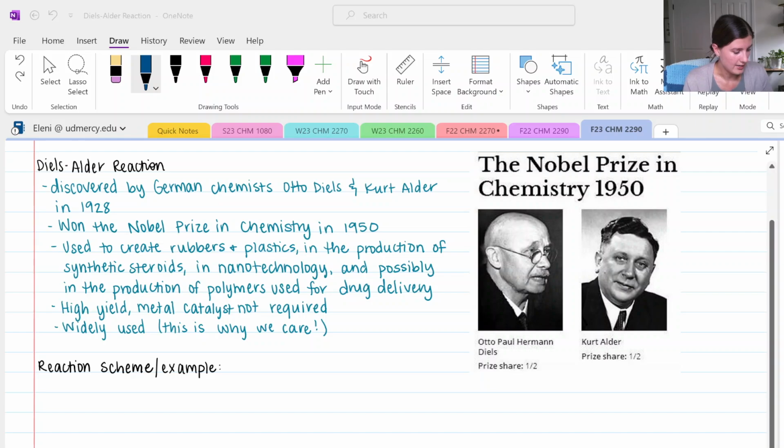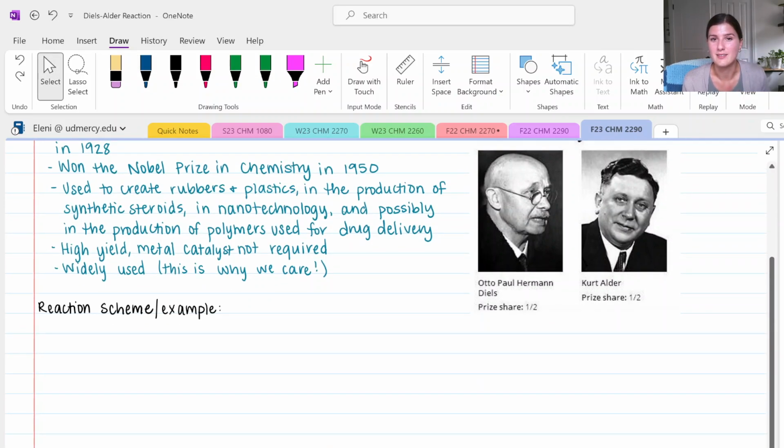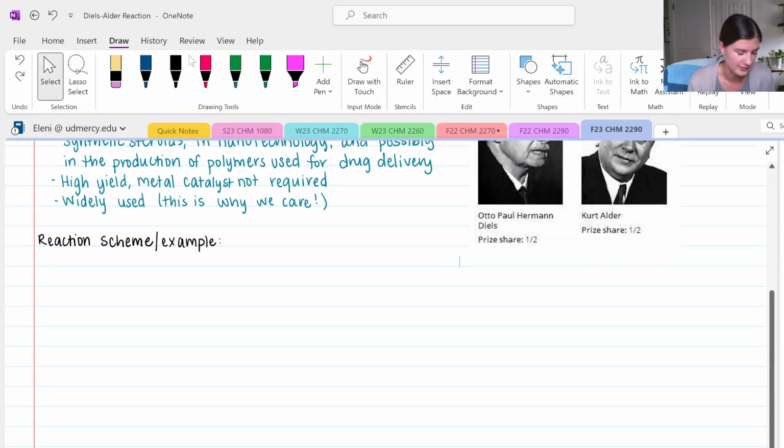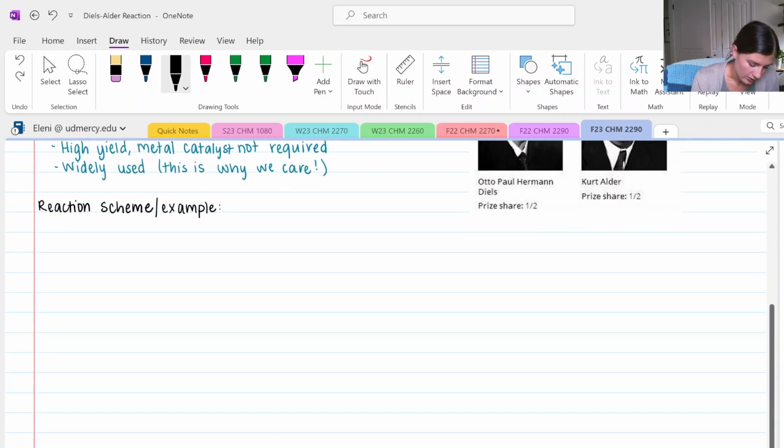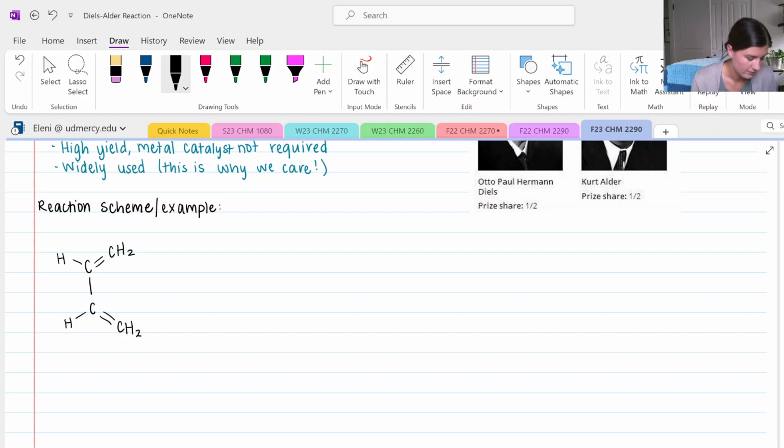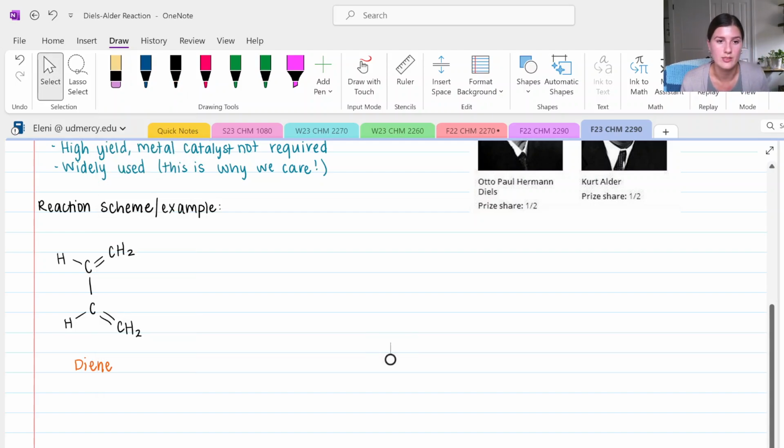So let's look at the reaction scheme and an example of a Diels Alder reaction between two molecules. We've learned about dienes so far, and you probably are not surprised to hear that dienes are used in Diels Alder reactions. So let's draw just a simple diene. This is the cis conformation of 1,3-butadiene. So this is our diene. So that's one of the reagents that's used in the reaction.